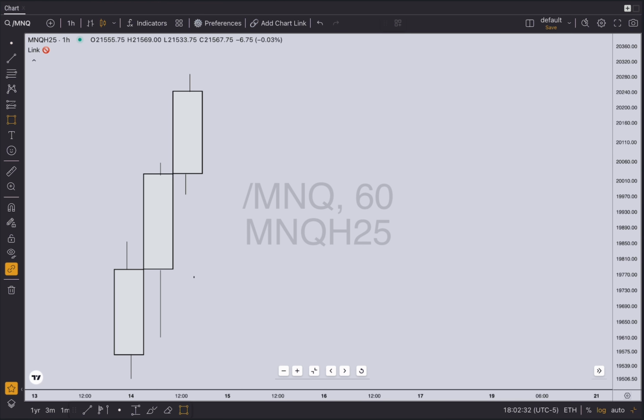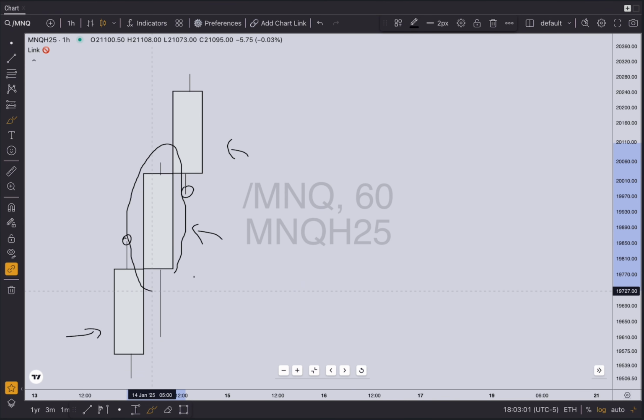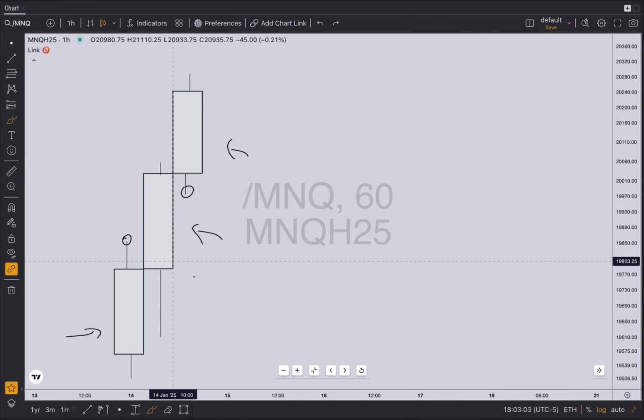What do I mean by that? As we can see here, price has this up close candle, this one, and this one. There's an area in between this wick and this wick that is empty of any wicks. So we have this big bullish candle that is inefficient in its delivery.